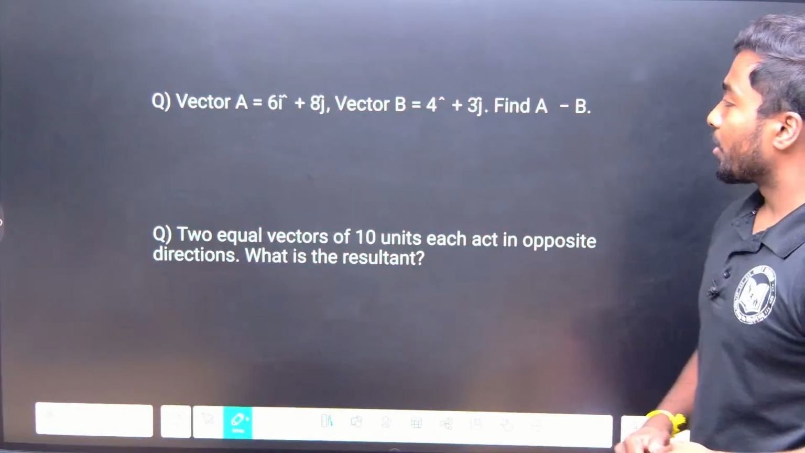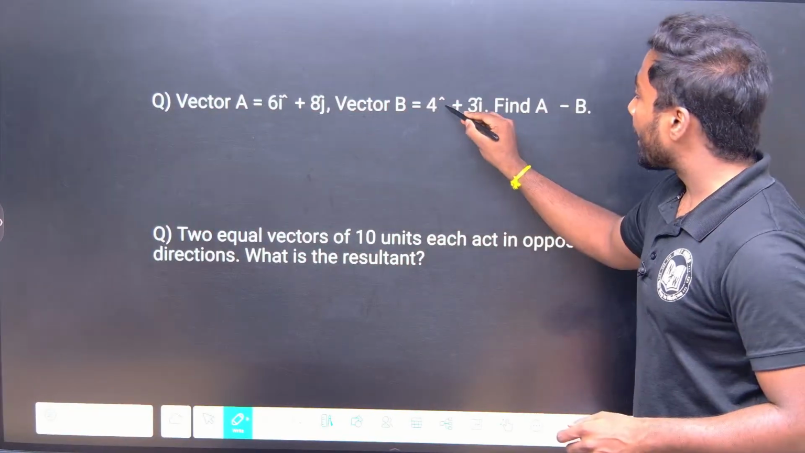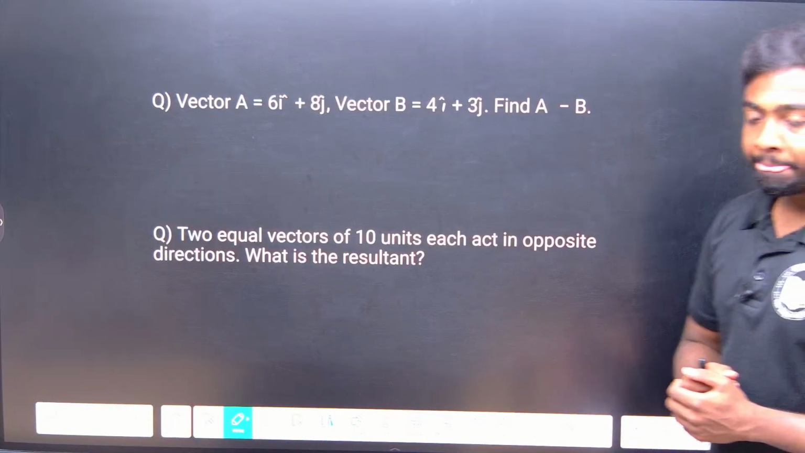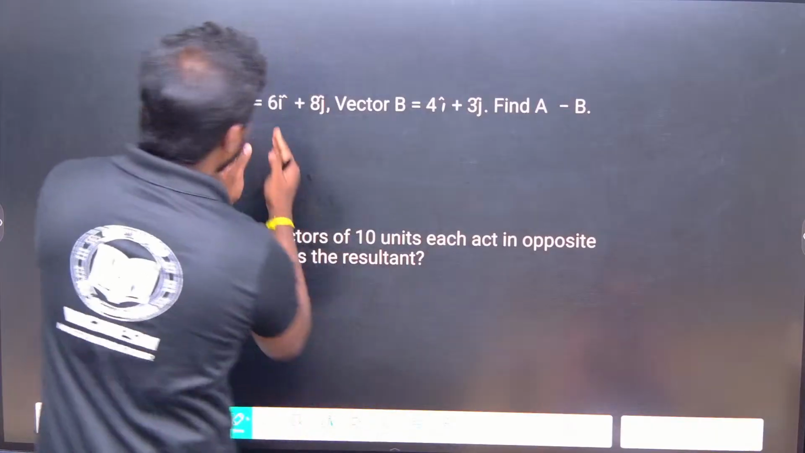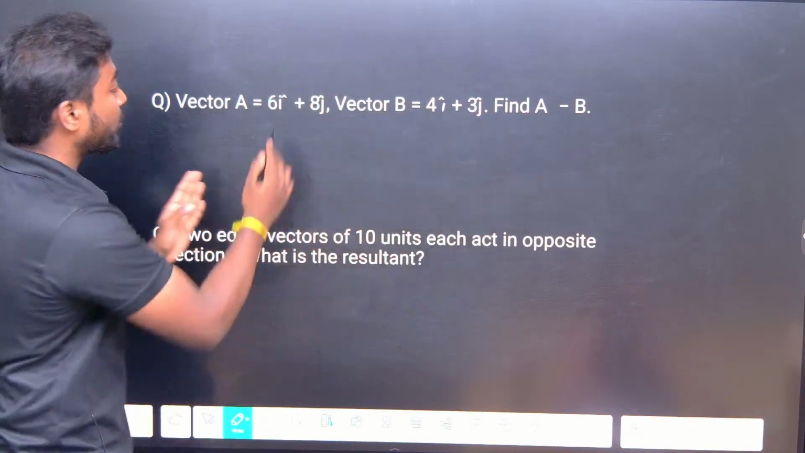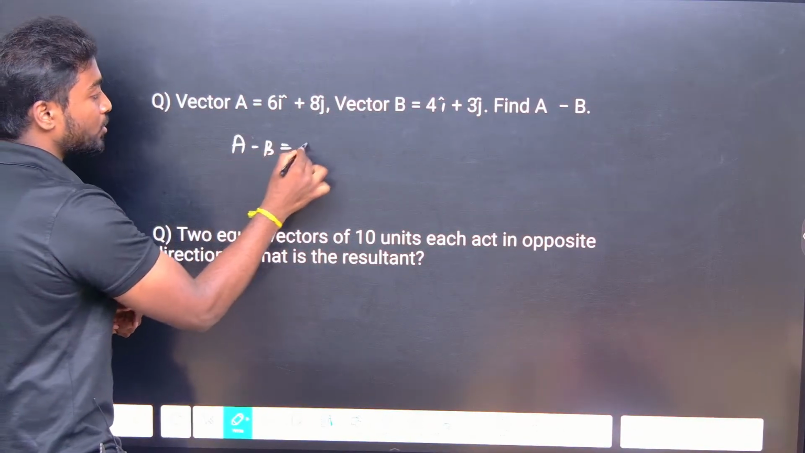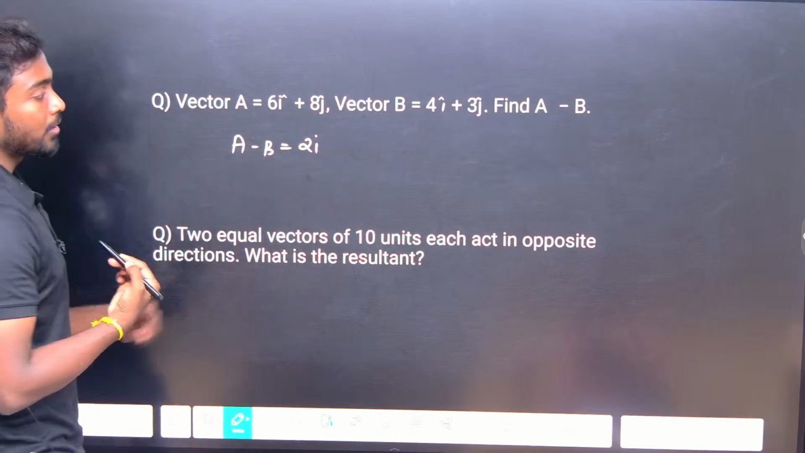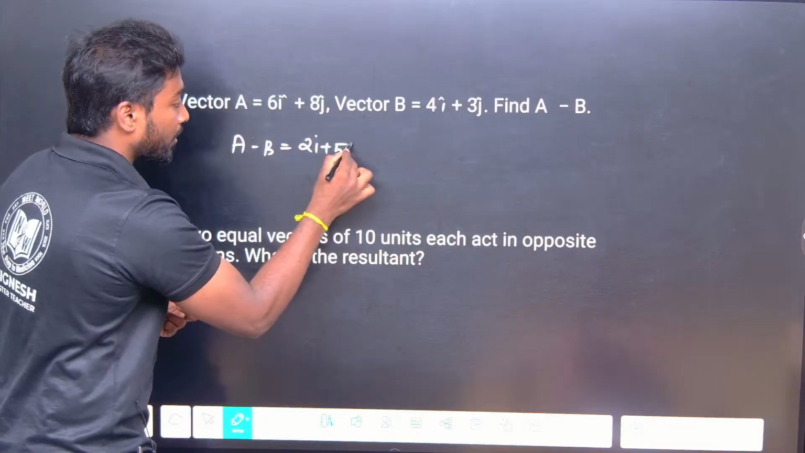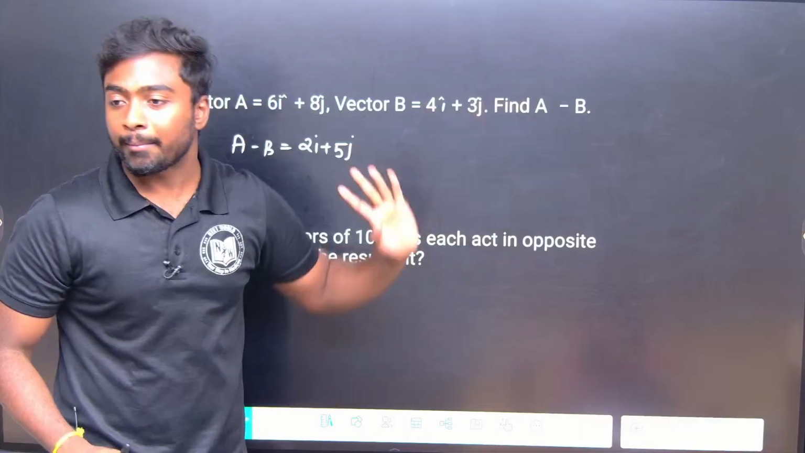So the next question, vector A equals to 6i cap plus 8j cap, vector B equals to 4i cap plus 3j cap. Find A minus B. So find A minus B means I cap separately, j cap separately. So 6i minus 4i, so A minus B equals to 2i. Next 8j minus 3j plus 5j. So the next part of the question is find the unit vector for A minus B.